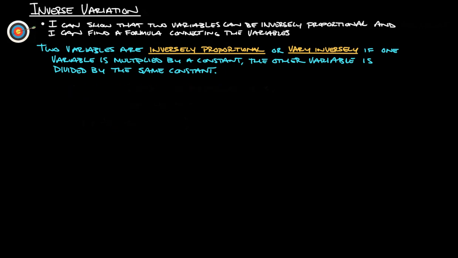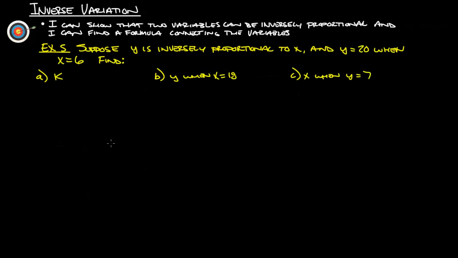Let's take a look at some examples. Suppose y is inversely proportional to x and y equals 20 when x equals 6. Find k. Using our easy formula, x times y equals k. We just multiply the two variables together to find our proportionality constant, and that k will stay the same no matter what we plug in for x and y.